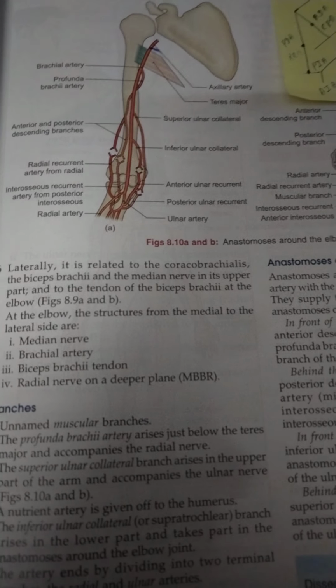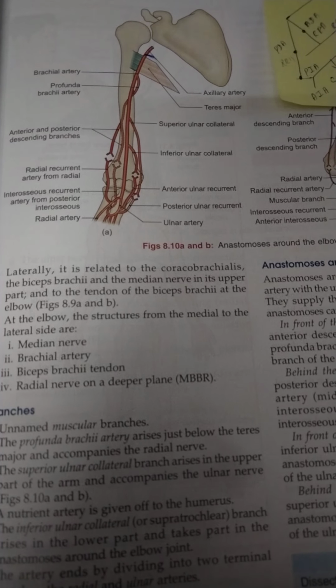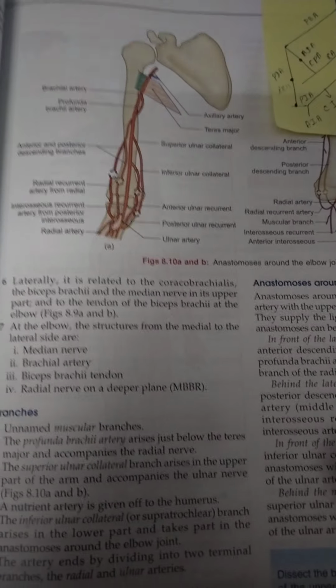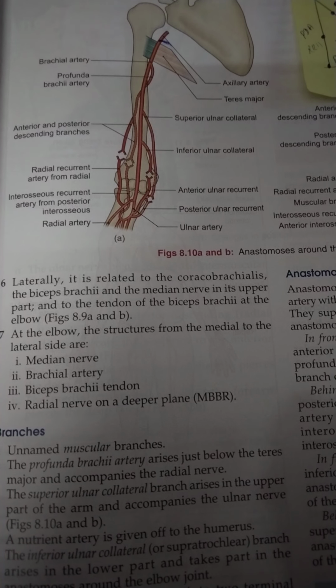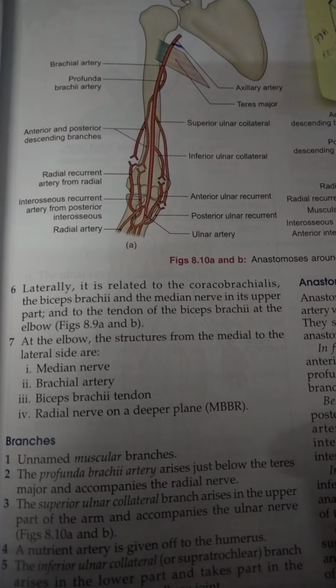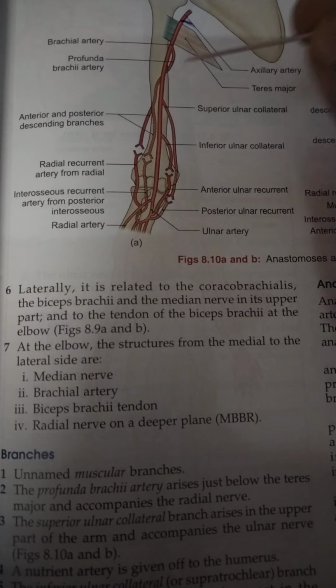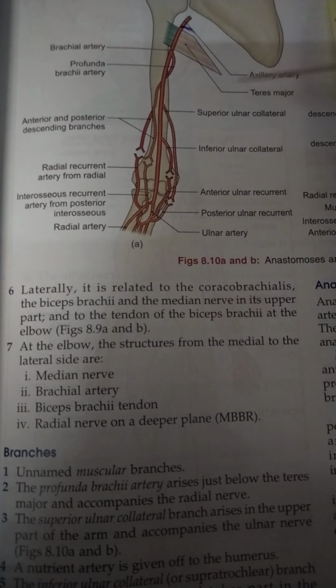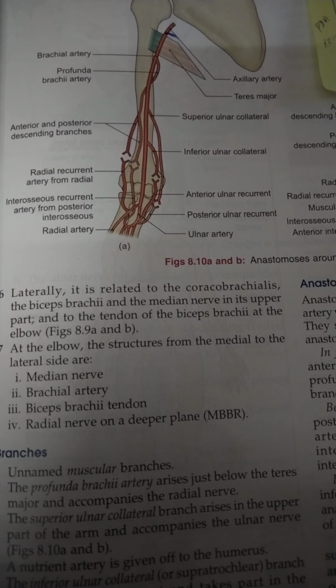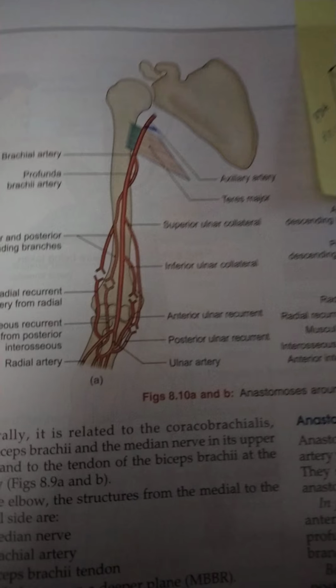Hello guys, today we're gonna see about the anastomosis around the elbow joint. Let's go. Before going to the anastomosis in BD Chaurasia anatomy of forelimb, I want to just explain to you the structures over here, the arteries and their branches. So let's go. Let's have a deep look first.